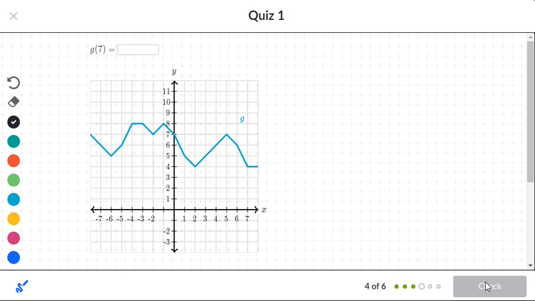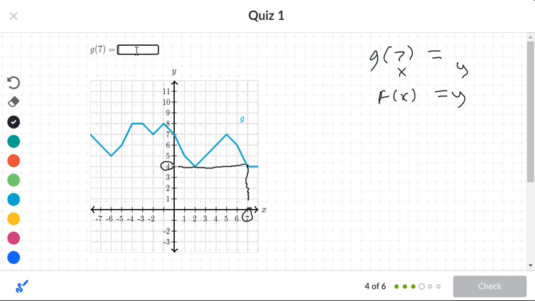Okay, next one we have g of 7. So you have g of 7, and we want to compare this to f of x is equal to y. So this is my x and this is my y. So this is 7 on the x, right there. I want to move up until I touch the blue, which is right there. And then I want to move across, and my answer is right there. So I'm on 7 on the x, I move up to the blue, then I move to the left, and I see that it matches with 4.